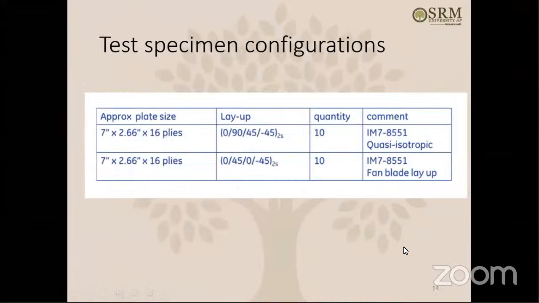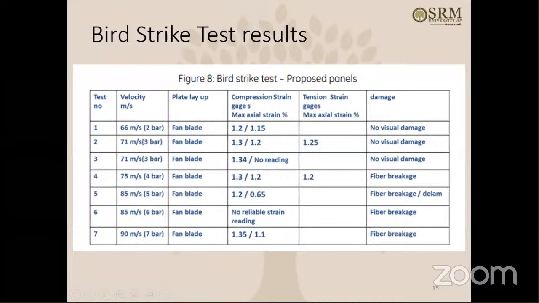And then, of course, we tried these 7 inch by 2.6 inch, 16 by 16 ply plates, with different layers. Ten specimens were tested, isotropic and angle-ply layups. As you can see, these were the test results. We started from 66 meters per second bird velocity, and all these plate layers are the actual layers in the fan blade.